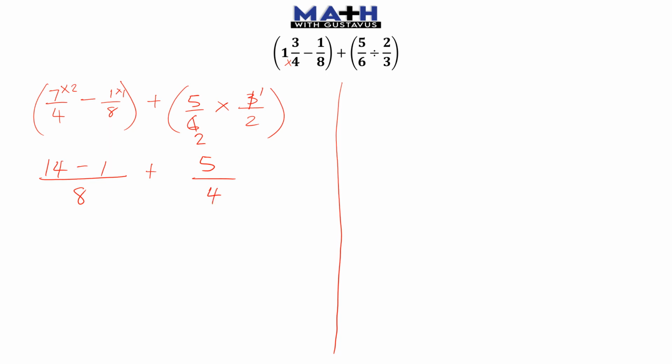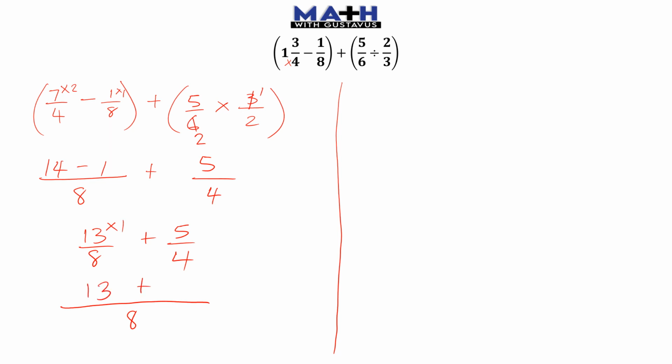So let's simplify now. So this will be 13 over 8 plus 5 over 4. Now the problem is just down to an addition problem. Remember, guys, when we're adding, we need to find a common denominator. And the common denominator of 4 and 8 is 8 itself. So let's divide 8 into itself. That goes 1 time. So that's 13 times 1, which is 13.